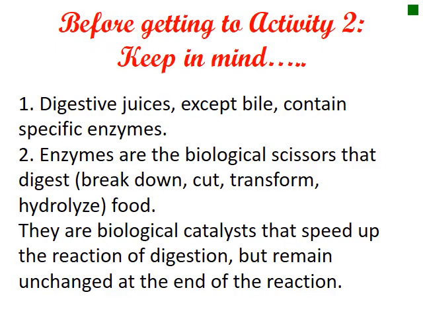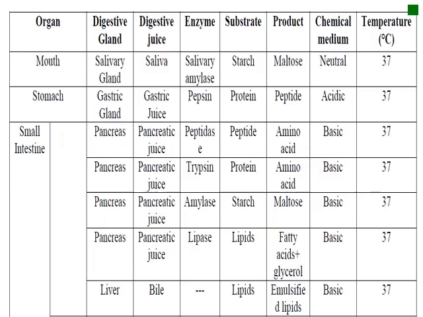Before moving into activity 2, we have to keep in mind that digestive juices, except bile, contain enzymes. These enzymes are scissors. They cut, they hydrolyze, they digest, they transform, they break down food. These catalysts remain unchanged at the end of the reaction, and they speed up the reaction, they make it faster. Table of digestion and organ. This is a very important table.